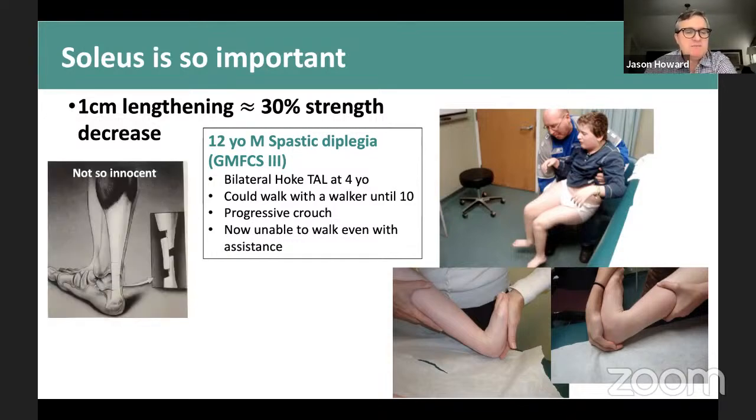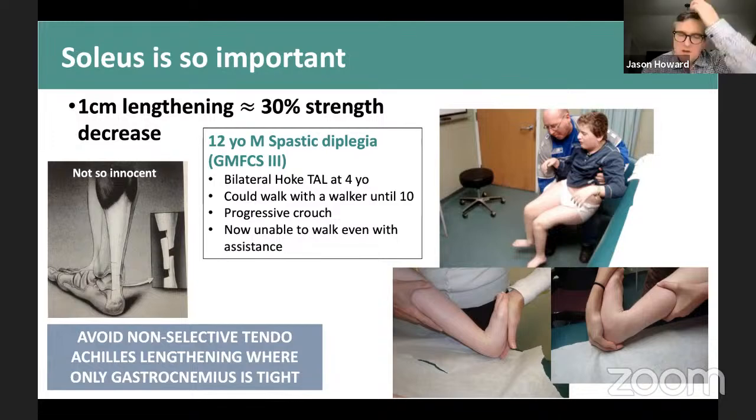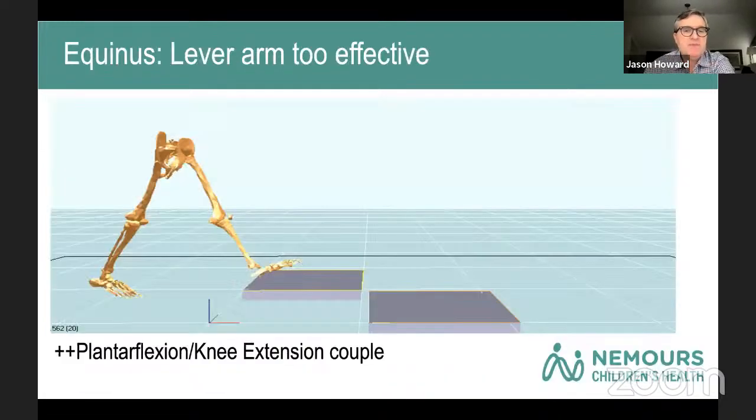So this little percutaneous non-selective lengthening of both the gastroc and the soleus is not so innocent. It's easy and it's done a lot, but you need to be smarter than that and be more selective in how you treat equinus in neuromuscular conditions.